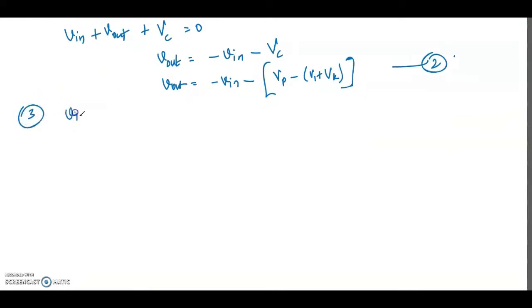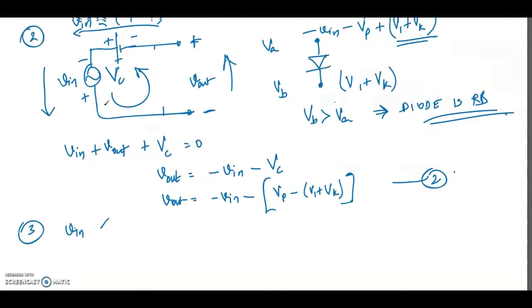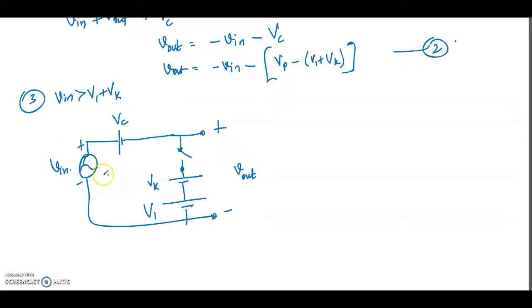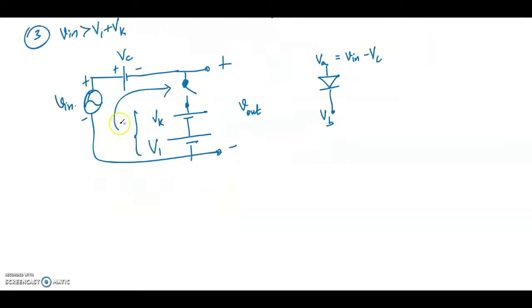Third case, once again we are going to consider Vin greater than, because initially when Vin was greater than V1 plus Vk, the diode was forward biased. Now the circuit looks like this, that is Vn is applied, Vc is obtained as shown. Now what we have to find out is whether the diode is forward biased or reverse biased. Diode has P here and N here. Let me call this voltage Va and this voltage Vb. Va, as shown in the polarity here, is equal to Vn minus Vc.